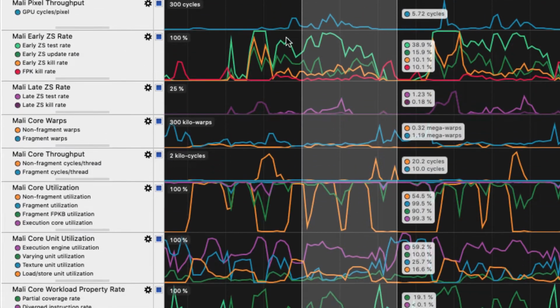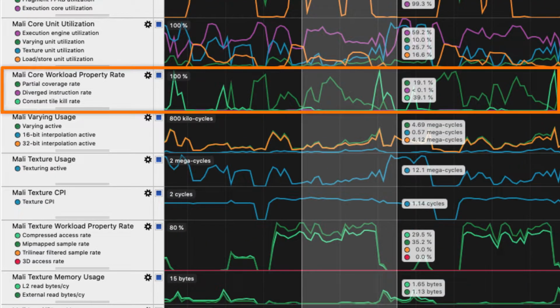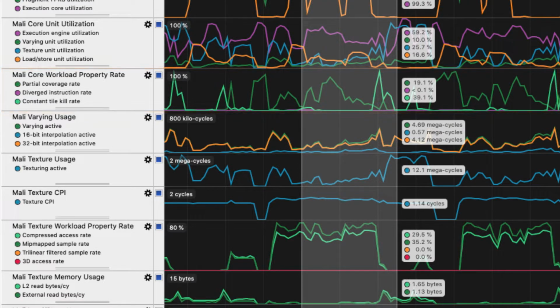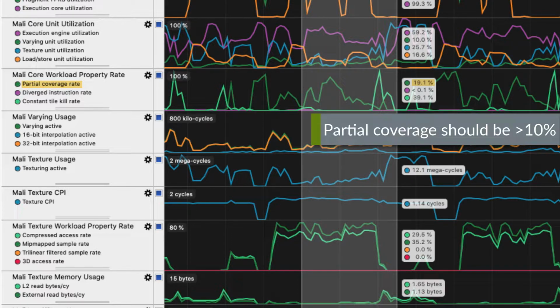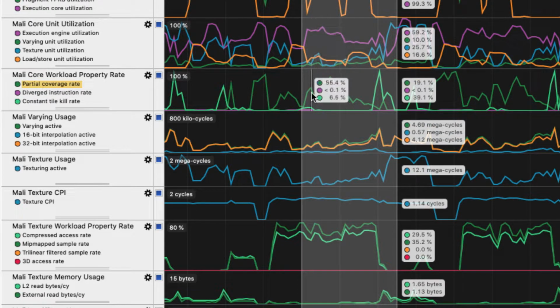To check if we have a problem with microtriangles, we can look at the Mali core workload property chart. Here we can see the partial coverage rate, which indicates how much pixel processing work is being done where some samples are missing. Ideally, this should be less than 10%. In some sections of this game, the partial coverage rate is very high, more than 60%. This suggests that the content does have a high density of microtriangles, so we should investigate our meshes to see if we can simplify them.